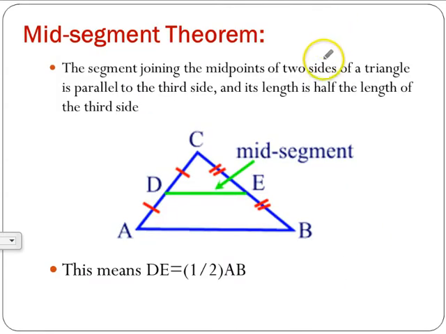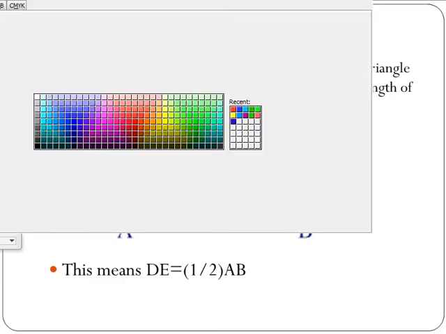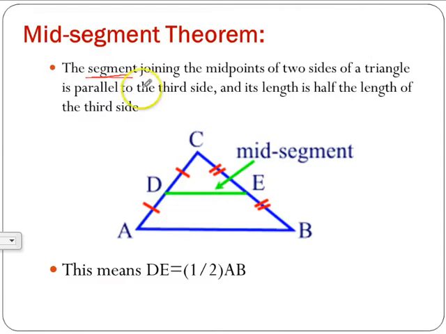Okay, so the mid-segment theorem. A mid-segment is a segment that joins the midpoints of two sides of a triangle. The segment joining the midpoints of two sides of a triangle is parallel to the third side. And the length is 1/2 the length of the third side.